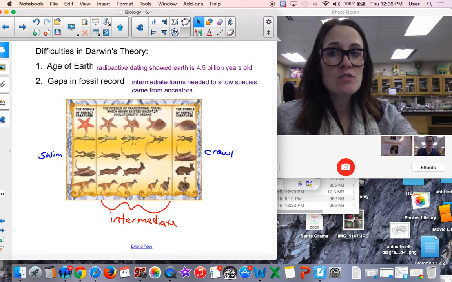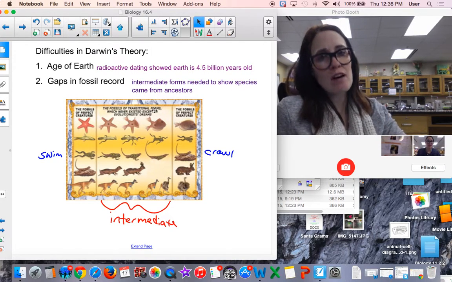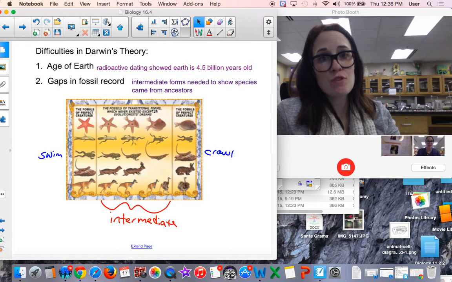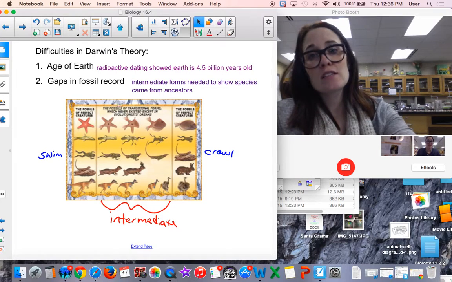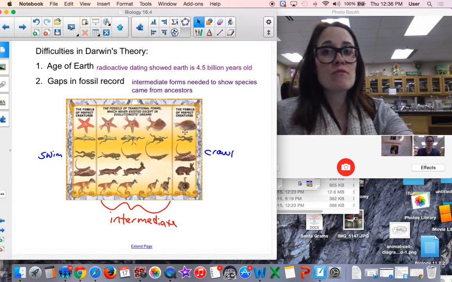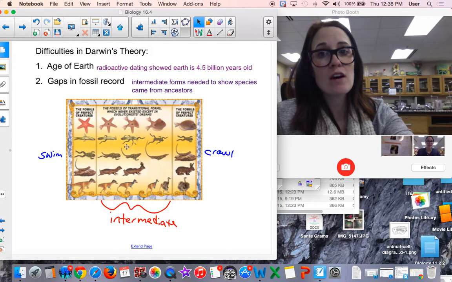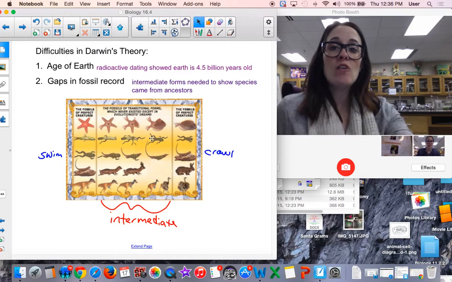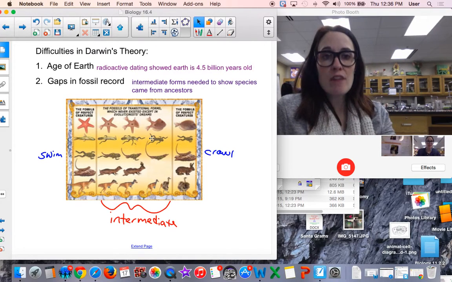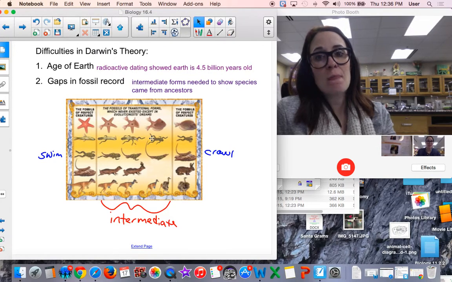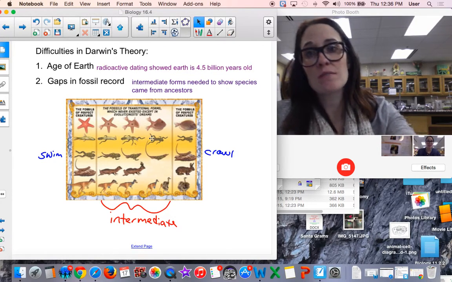There are intermediate fossils, is what they're called, and they need to be found to show that an organism evolved from a sea star to a fish. We need to find some intermediate fossil forms to show that this jump was possible. Fossils have been found that do fill some of these gaps in the fossil record, okay? But there are still some gaps that exist.